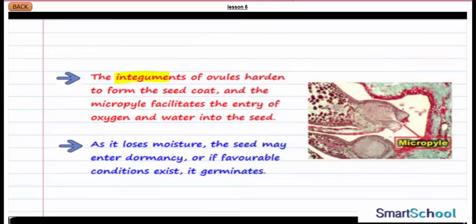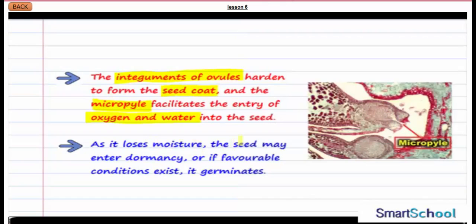The integuments of ovules, they harden to form the seed coat and the micropyle facilitates the entry of oxygen and water into the seed. So the integuments of the ovules, they harden and form the seed coat, the covering of the seed, and the micropyle, it's a structure which facilitates the entry of oxygen and water into the seed. As in this image you can see the micropyle, from here water and oxygen enter the seed.